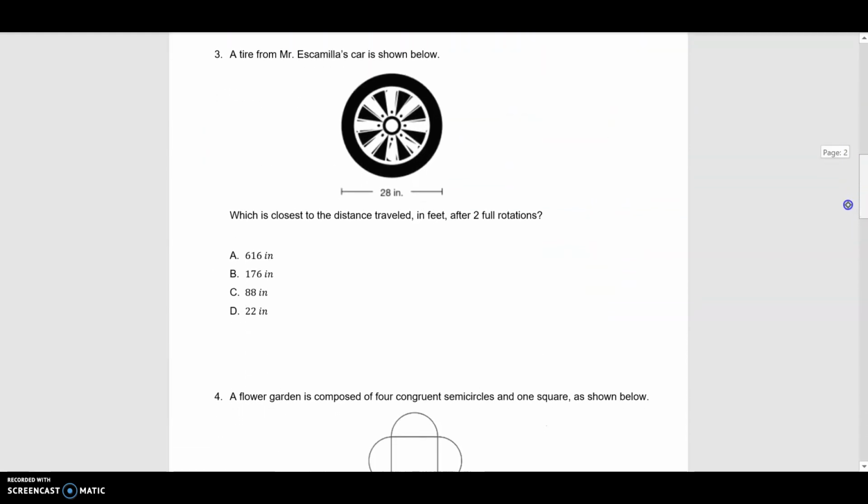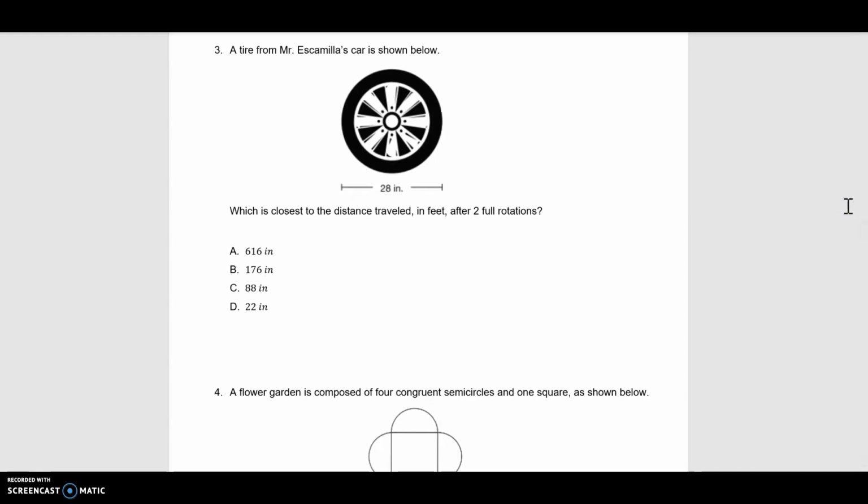Okay, let's move on to number 3. Number 3 says that a tire for Mr. Escamilla's car is shown below, which is closest to the distance traveled after 2 full rotations. So this is really important. So I have 2 full rotations, and it's talking about distance. Okay, so it's like my tire started here and it went around. That's 1 rotation, and it went around again. So what's really important for this problem is to know that it's asking us for circumference. It's not asking us for area.